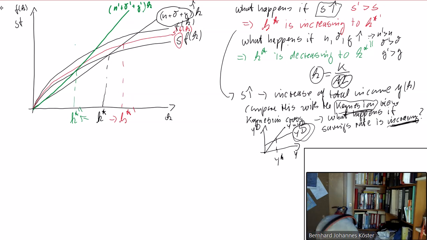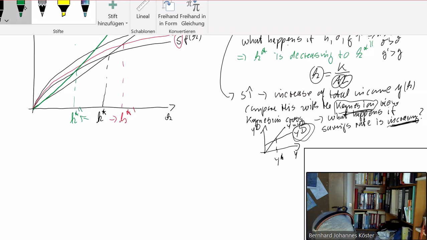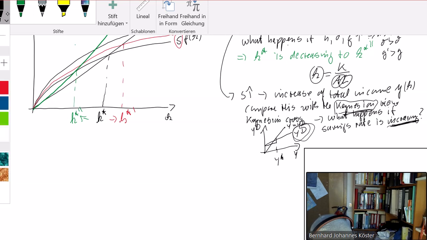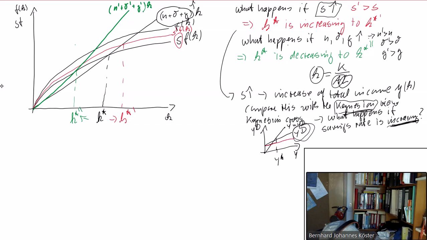So then we would have here s, so I take this also in red. Then the slope is going down. And then income is decreasing.